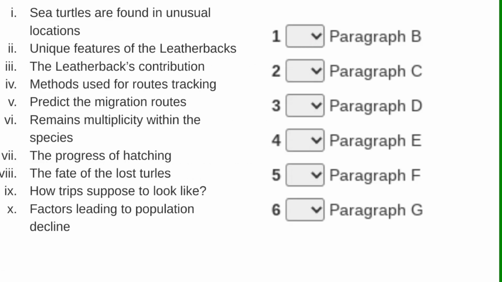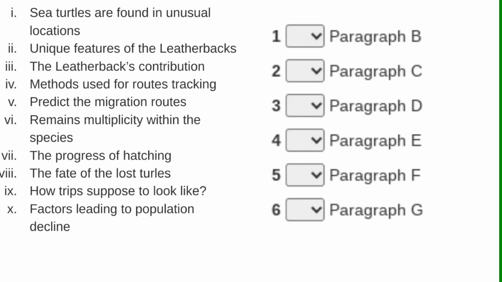In the other way, the questions are the paragraphs, and you will have a list of potential headings, which we can see on the left-hand side of the screen here, each one marked with a Roman numeral, 1, 2, 3, 4, 5, etc. And we have to select the heading that goes with the correct paragraph in the question.